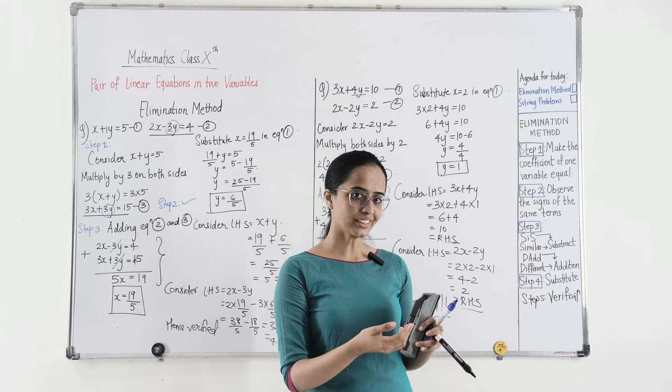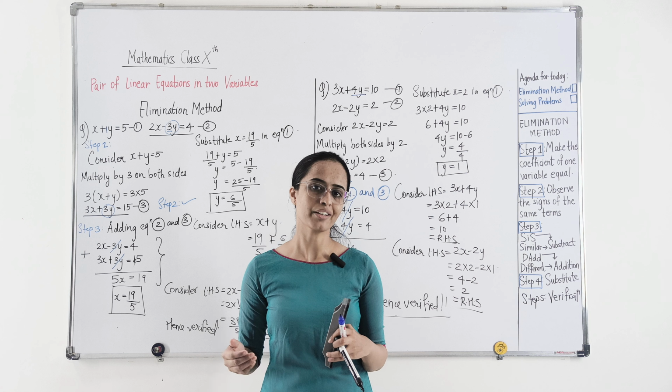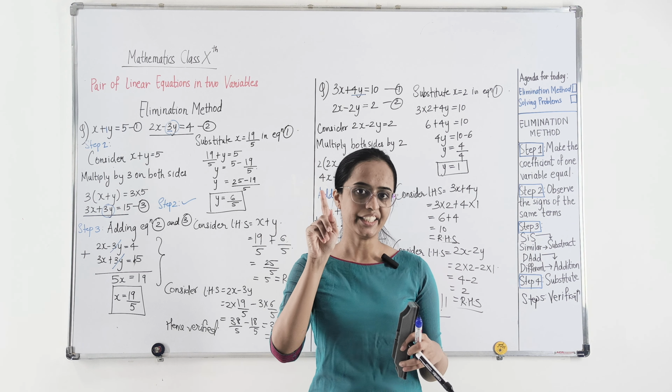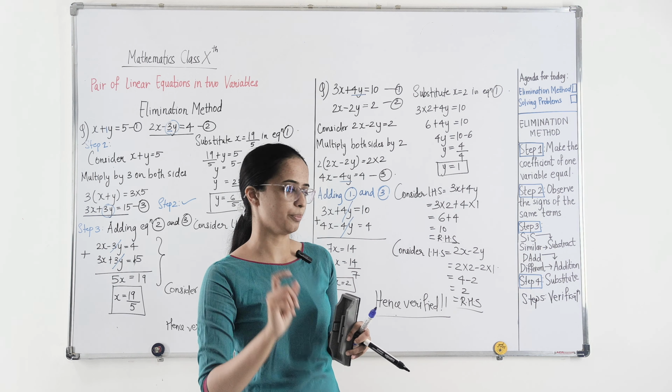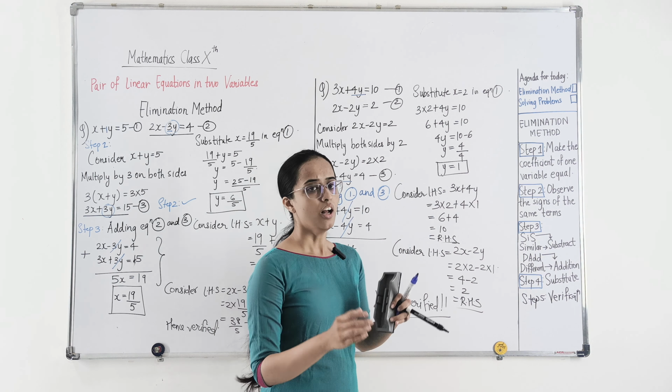After closely observing the signs, you're supposed to either take help of your sis or your dad. Okay, so if the signs are same, you're supposed to subtract because sis, SIS, and if the signs are different, then you're supposed to take help of your dad because DAD, dad. Different, you're supposed to add. And finally, after doing that, you would get the value of one variable. उसको use करके आपको second variable का value find out करना है, and you have to end it by verification.